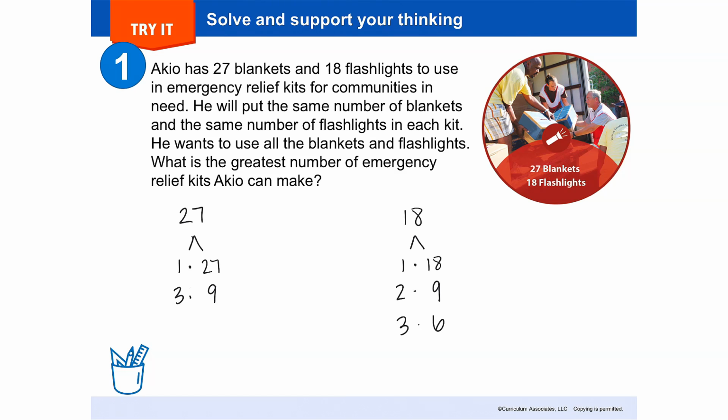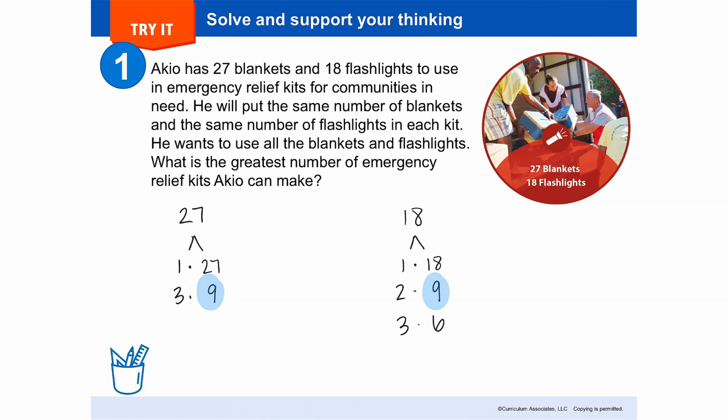Now what I'm going to do here is I'm going to look between my factor trees here. I see that they both share 1, but that's not the greatest number that they share. They both share 3, but again, that's not the largest number that they have in common. Finally, I see they have 9. That's the largest that they both have in common because they don't share 18 or 27 and they don't share 6. So I'm going to go ahead and say that 9 is my greatest common factor.